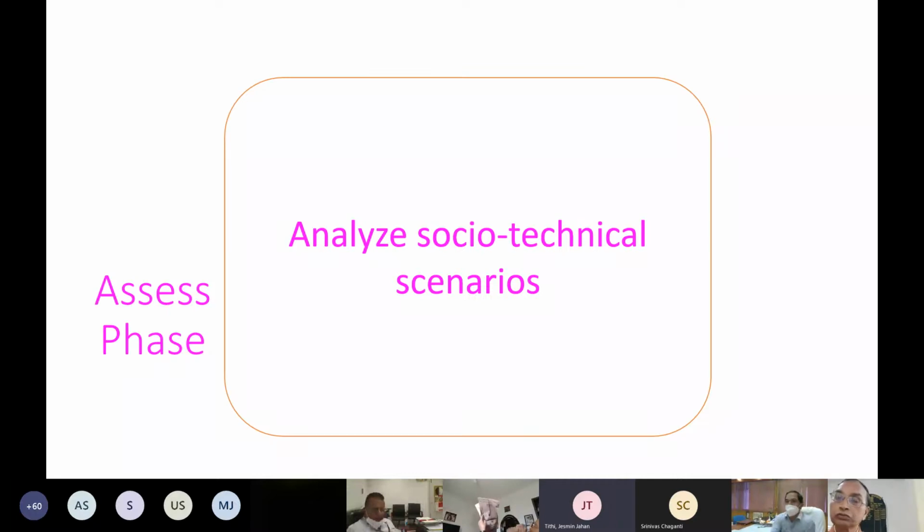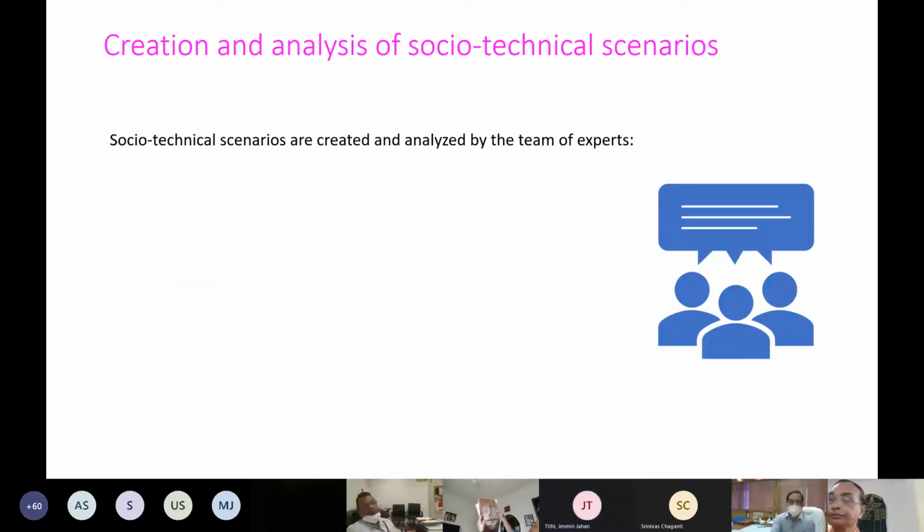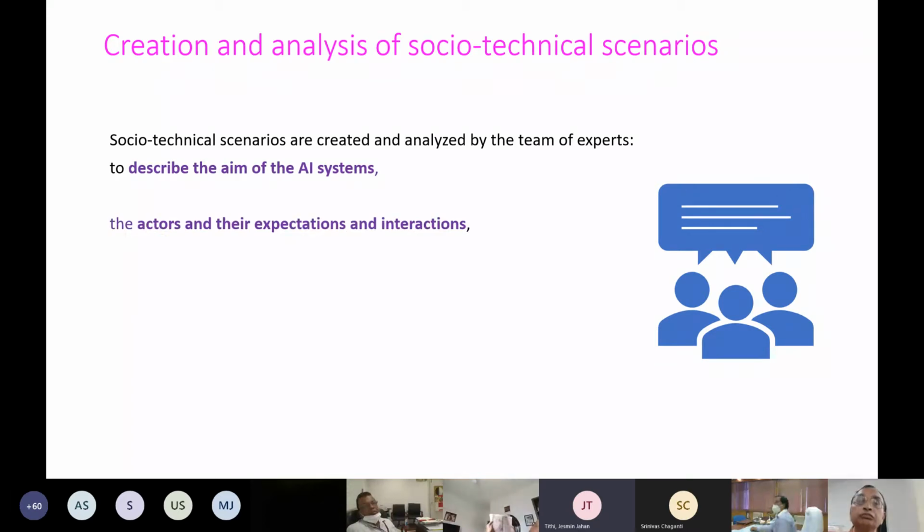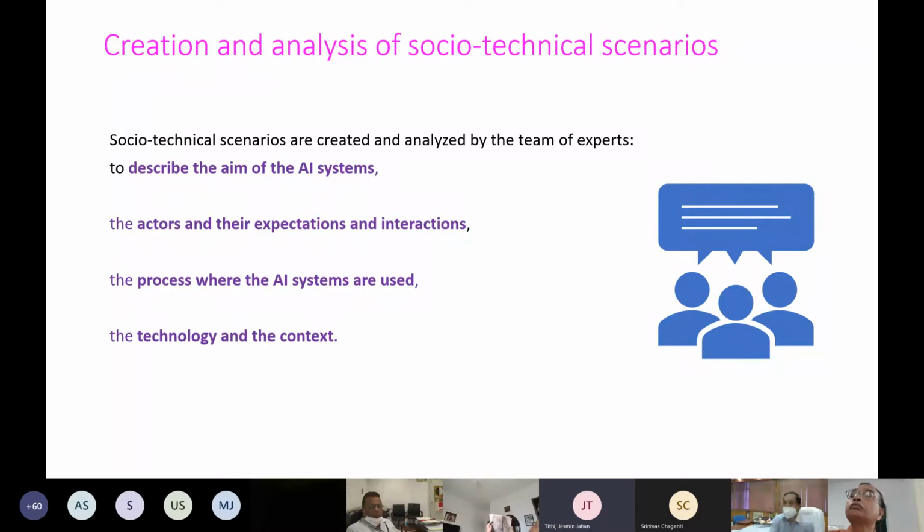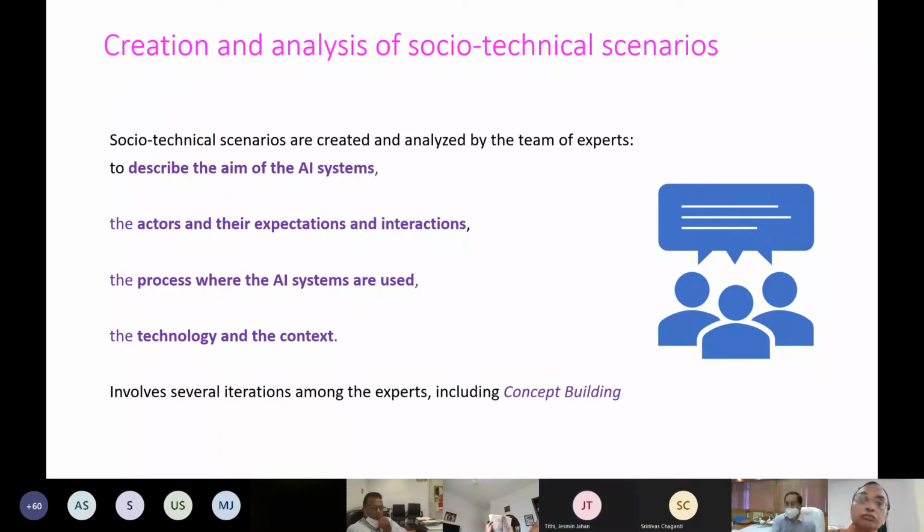And there we start by analyzing socio-technical scenarios of the AI. So basically what we do is we create the socio-technical scenarios and we analyze them by describing what the aims of the AI system are, who the actors are and their expectations and interaction with the system, the process where the AI system is used, and the technology involved as well as its context.